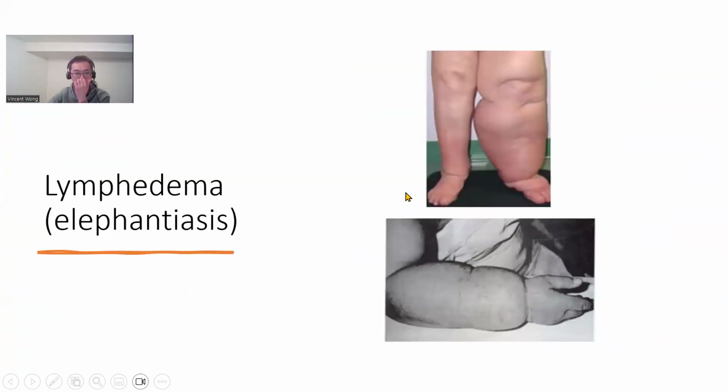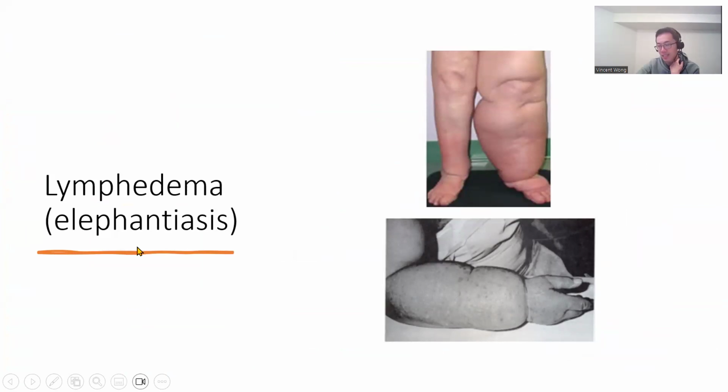I do want to show you this picture though, okay? This condition is called lymphedema, or some local people call it elephantiasis. You might have heard of that. This is when your lymphatic vessels get blocked, okay? And it can get blocked for various reasons. Parasites are a common way that they get blocked. There are these little worms that can get stuck in the lymphatic vessels, and then it blocks them.